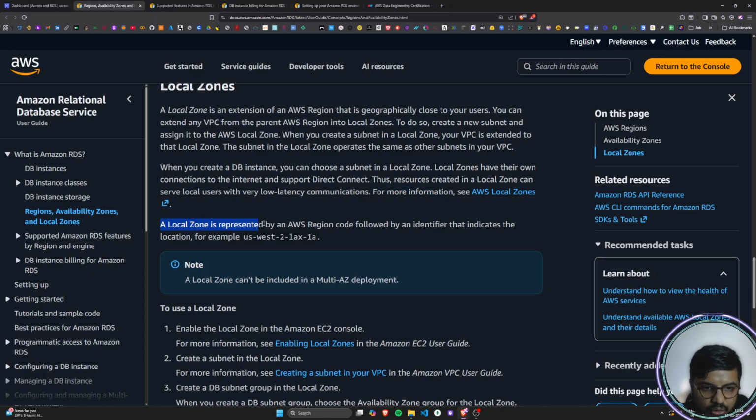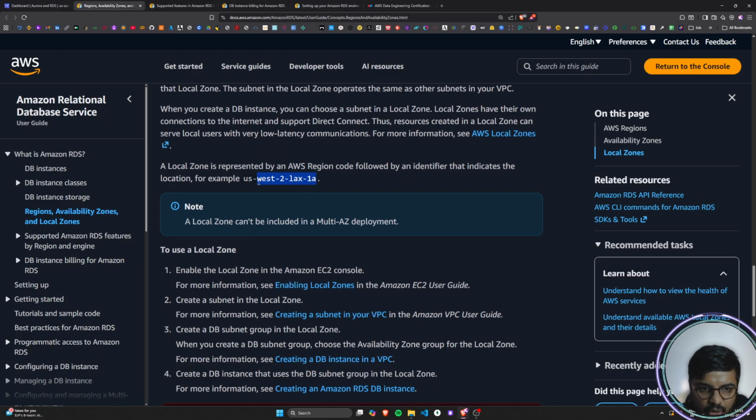So a local zone is represented by an AWS region code followed by an identifier that indicates the location. For example, us-west-2-lax-1a, right? So this is the code. This is one of the local regions that is there, LAX, I am not very sure what exactly it is, right?